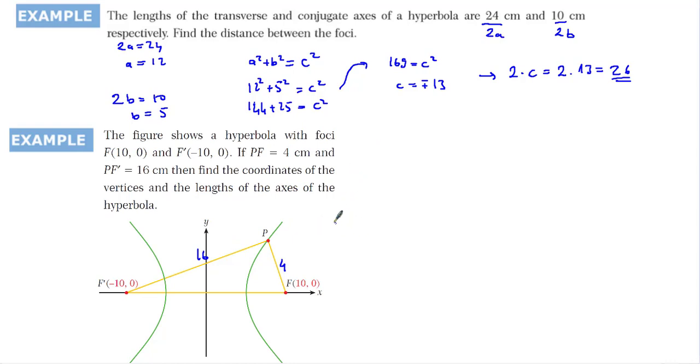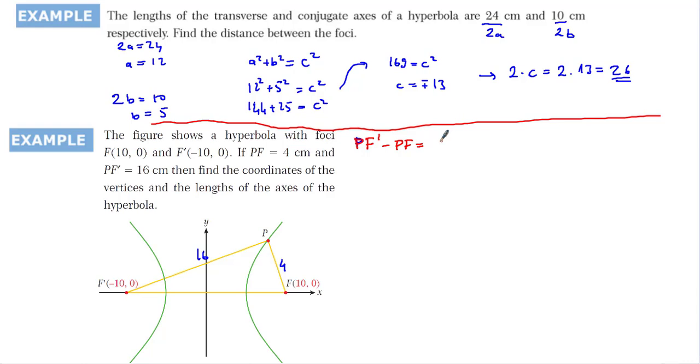PF prime minus PF, I gave this definition, I'm using a different color for this question, PF prime minus PF is equal to the length of the transverse axis, which is 2a. So I will find the value of 2a. Here it's given PF prime is equal to 16, PF is equal to 4, so 12 is equal to 2a, and a is going to be equal to 6.